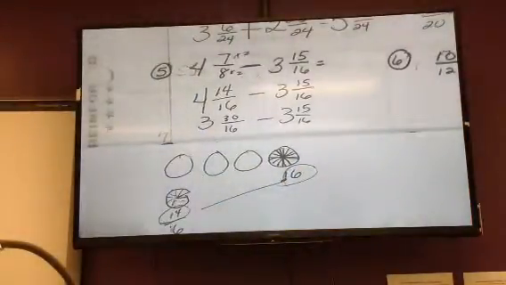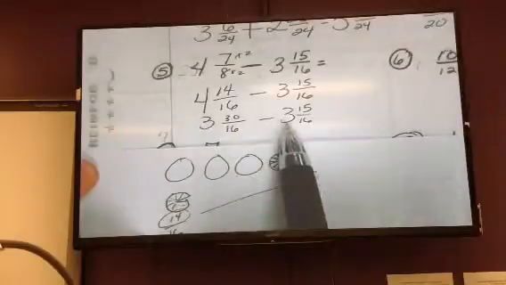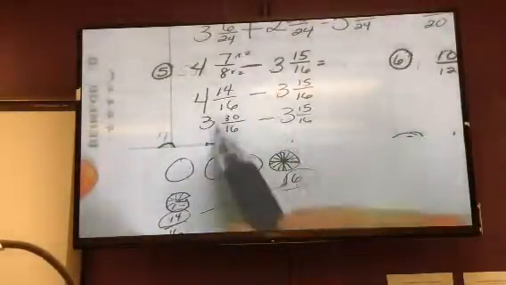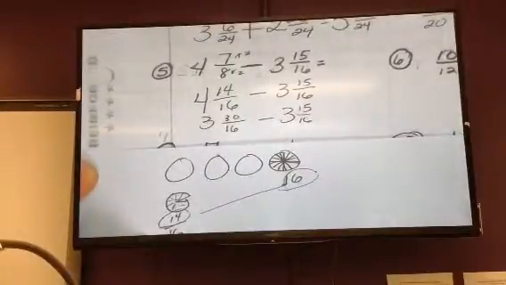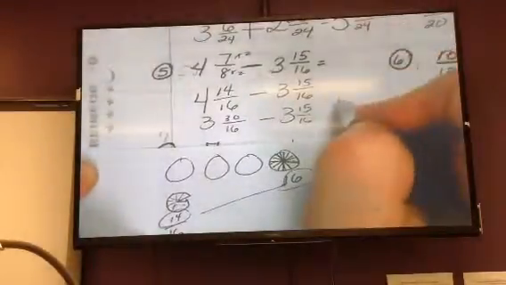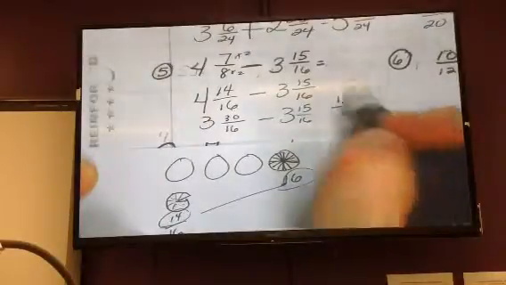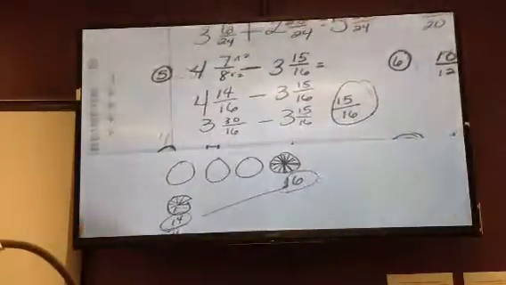Yes, I can, okay? So now, what is 3 minus 3, everyone? On the count of 3, 1, 2, 3. 0. What is 30 minus 15? 15. So I have 15 pieces. How many pieces are in a whole pie? 16. There's my answer, 15 sixteenths.